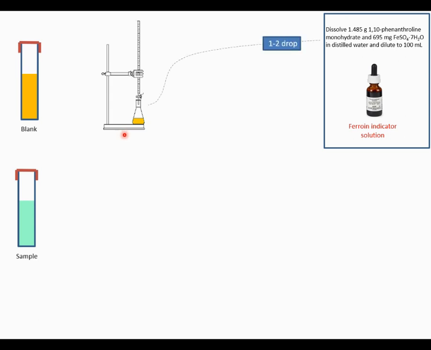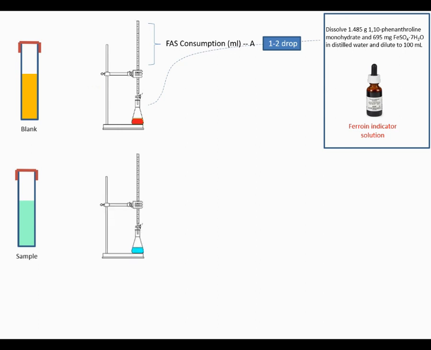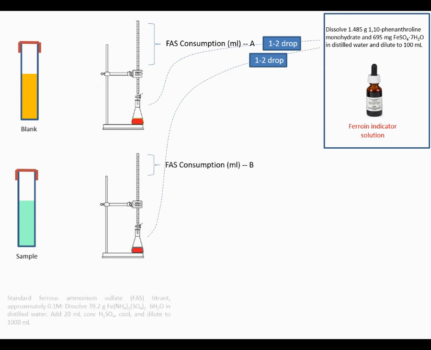Then, 1 or 2 drops of ferroin indicator are added and titration is started with ferrous ammonium sulfate. When the color turns red, the ferrous ammonium sulfate consumption is noted. The consumption for blank is noted in milliliters and coded as A. The same process is applied to the sample and the ferrous ammonium sulfate consumption is noted as B. How the ferrous ammonium sulfate solution is prepared is as shown.